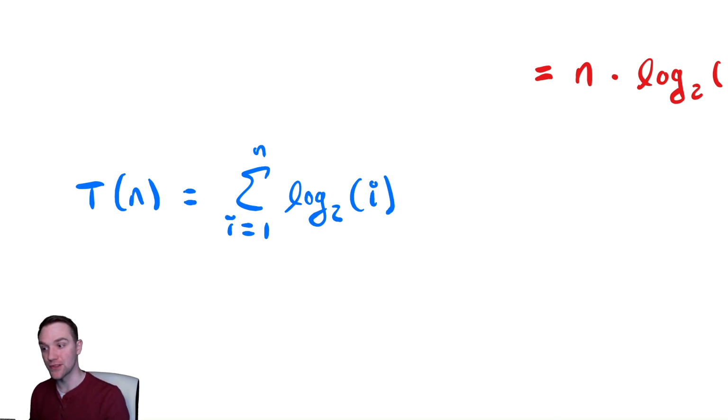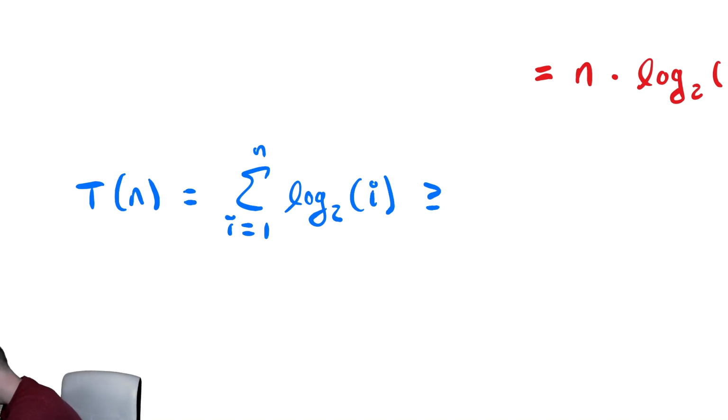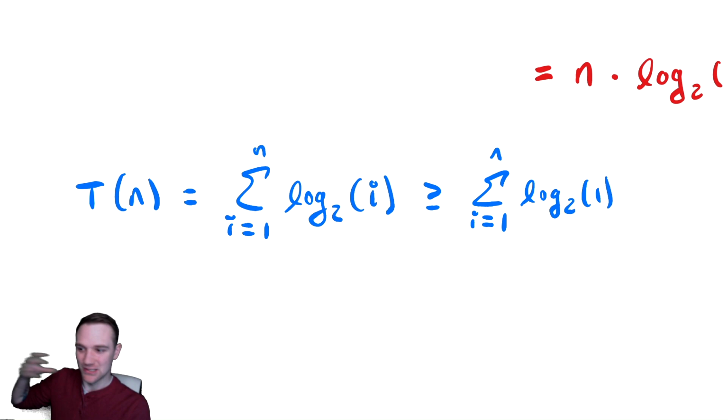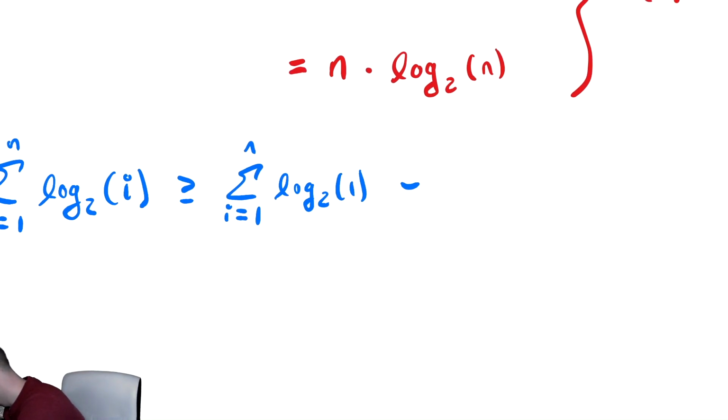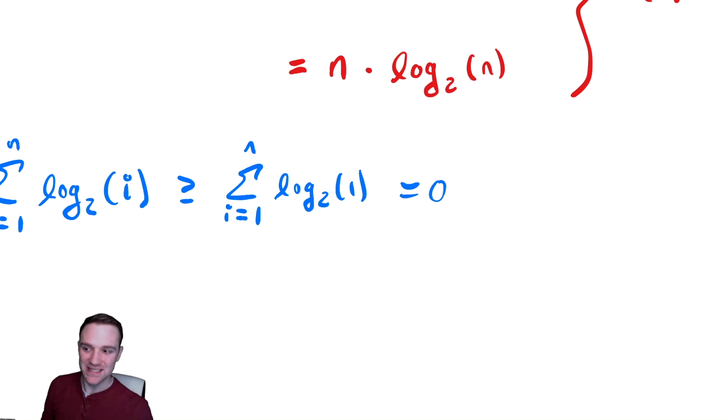Let's try something similar for the lower bound. If we try that here, we replace each term with the smallest value, that's i equals 1. So if we replace every single term with log base 2 of 1, this is a catastrophe, because log base 2 of 1 is 0. So this is equal to 0.